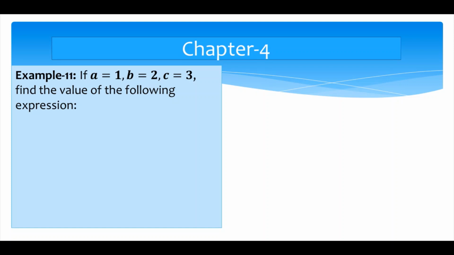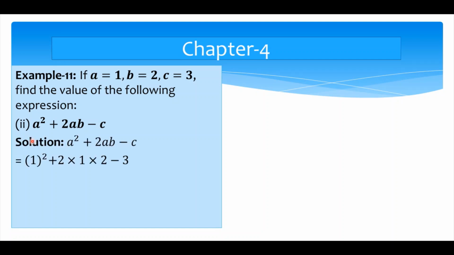Example number 11. If a equals 1, b equals 2, c equals 3, find the value of the following expression: a square plus 2bc minus c. That means we have to find out the value. Here you can see a equals 1, b equals 2, c equals 3, and we have to put this value into this expression. That is the solution. The value of a equals 1, so we can write 1 square plus 2 multiplied by 1 multiplied by 2 minus 3.